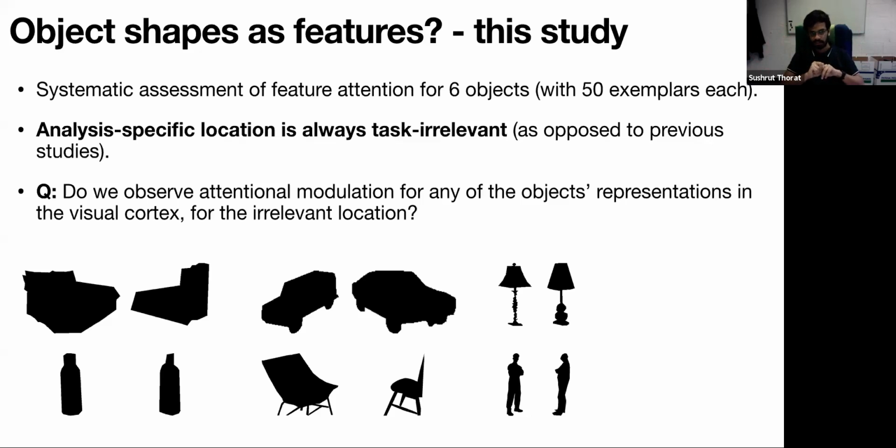And in our study, the analysis specific location, where we will try to look for this attentional gain signal, as you saw in the previous slide, that location is always task irrelevant, as opposed to previous studies where they shifted the location. So sometimes they attended in one location and looked at the other location, and then attended to that other location and looked for signals in the other location. But in our case, the analysis specific location is always task irrelevant. So we're really forcing them to not pay attention at all there, and then see what happens there anyway. Yeah, so let's see what happens.